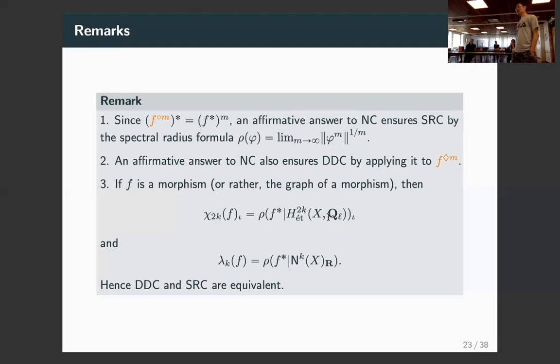The third one is that if we have a morphism F, or a graph of a morphism, as a correspondence, then because this F is a morphism, the pullback action of F is compatible with the iterate. So this cohomological dynamic degree is also the same as the spiral radiance of this pullback action on H2K, and the same for lambda K. So in this case, when F is a morphism, the dynamic degrees are the same as the spiral radiance comparison.